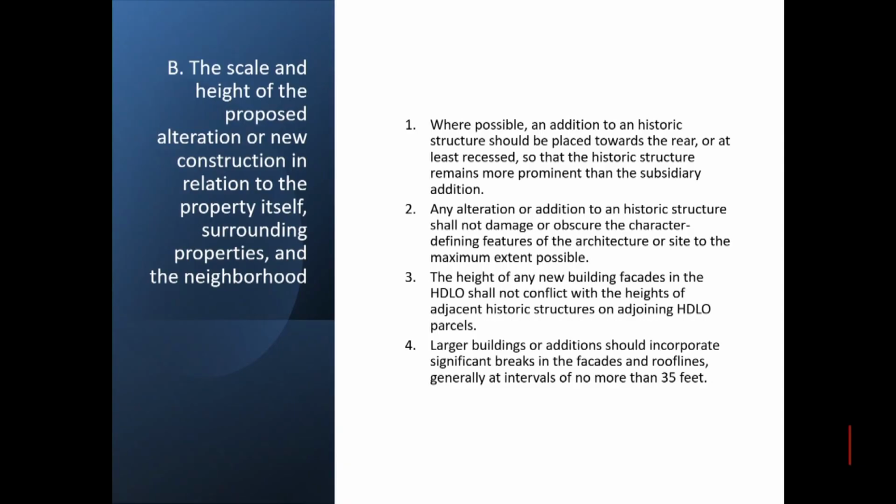The height of any new building facades in the HDLO shall not conflict with the heights of adjacent historic structures on adjoining HDLO parcels. And larger buildings or additions should incorporate significant breaks in facades and roof lines, generally at intervals no more than 35 feet. So this is something similar that we see in the language of the linkage district and the CMS district about breaking up facades. Yep. I'm sorry, I'm just reading that number 4, so I can be absolutely clear.